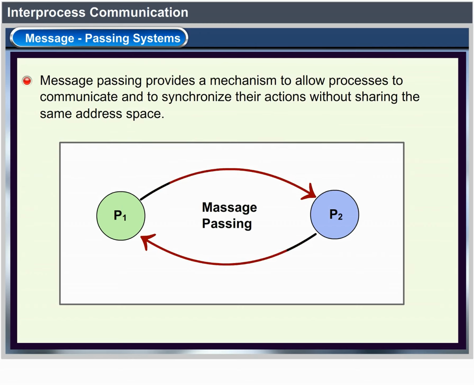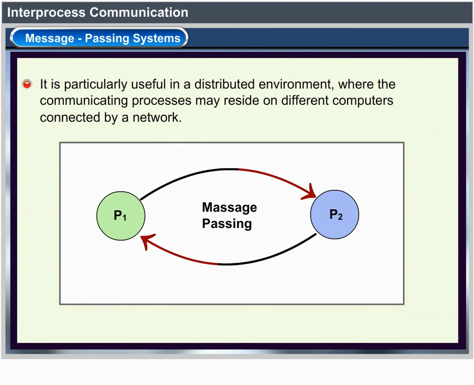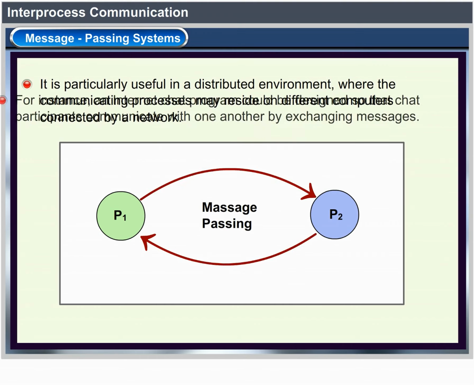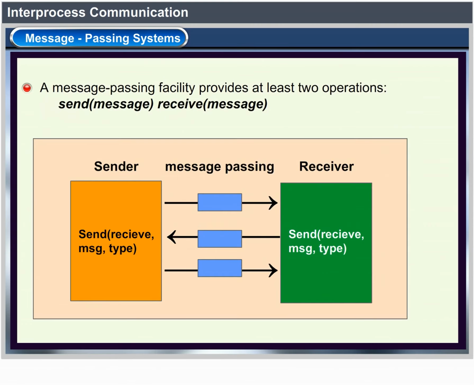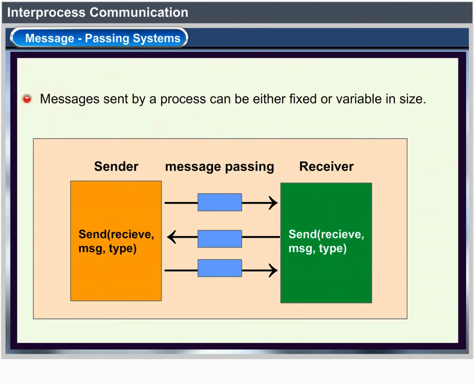It is particularly useful in a distributed environment where the communicating processes may reside on different computers connected by a network. For example, an internet chat program could be designed so that chat participants communicate with one another by exchanging messages. A message passing facility provides at least two operations: send message, receive message. Messages sent by a process can be either fixed or variable in size.